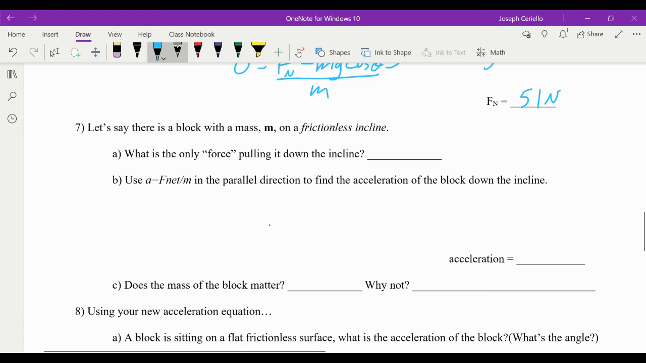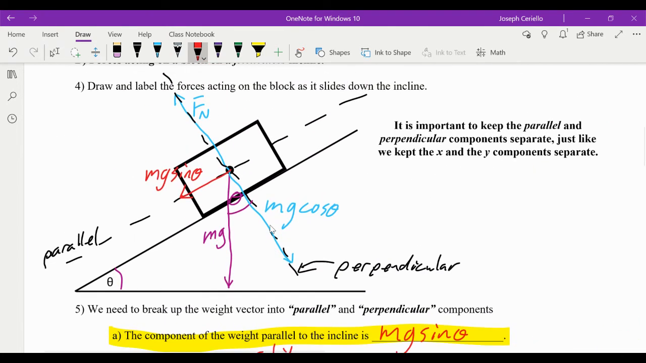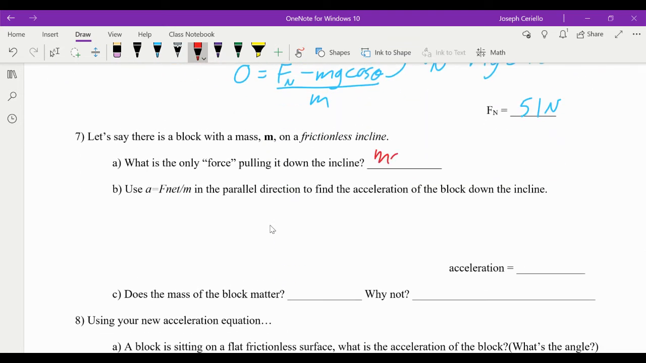So what is the only force pulling it down the inclined plane? Well, why don't we look at our picture? The only thing pointing down the inclined plane, well, mg is really the force, but the reason I put force in quotes is because specifically mg sine theta is what pulls it down the inclined plane. So this is mg sine theta.